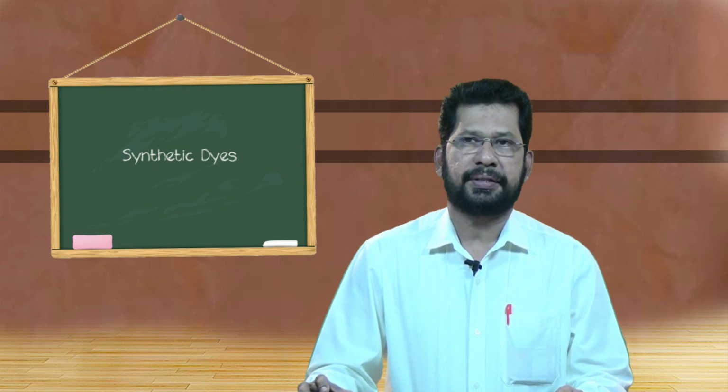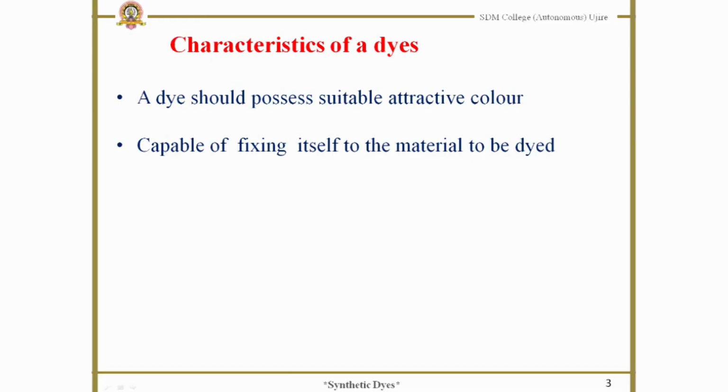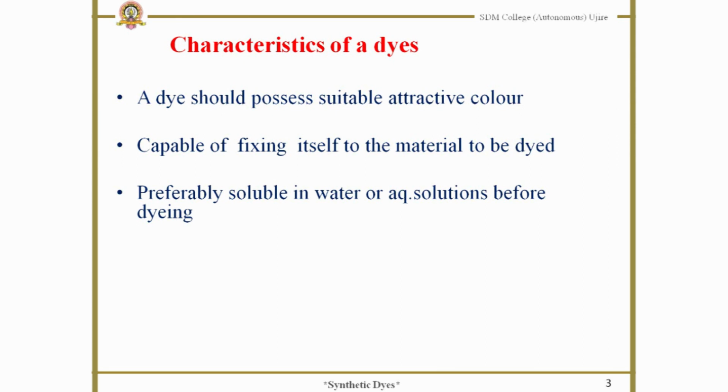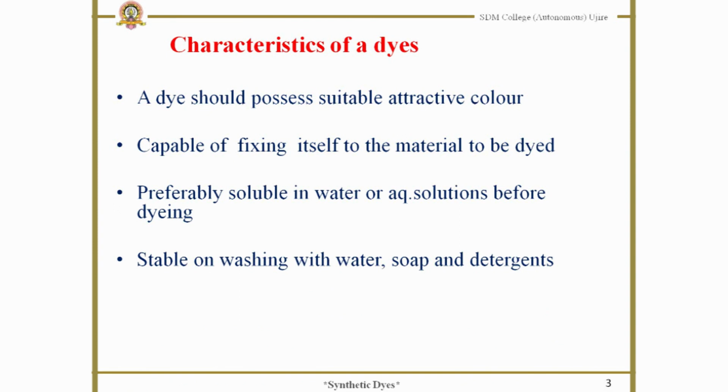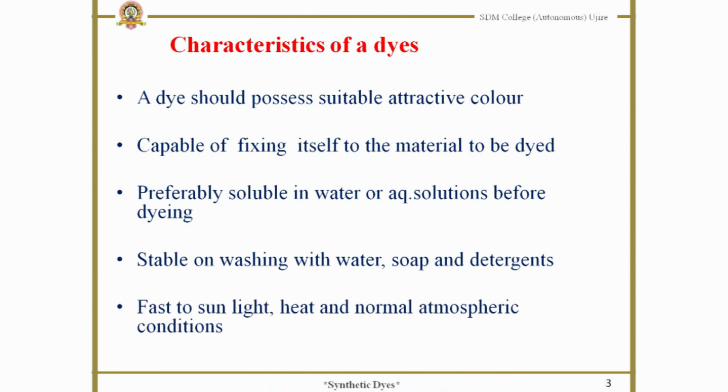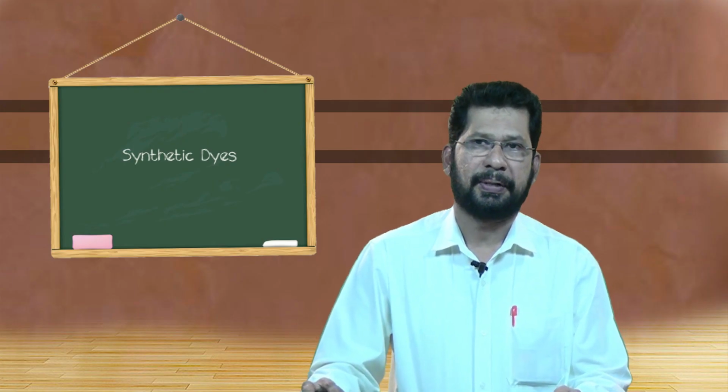The characteristics of dyes are: a dye should possess a suitable attractive color and they must be capable of fixing itself to the material to be dyed. Preferably, they must be soluble in water or in aqueous solution before dyeing. They must be stable on washing with water, soap, detergents, etc. In addition to that, they must be fast to sunlight, heat and normal atmospheric conditions.